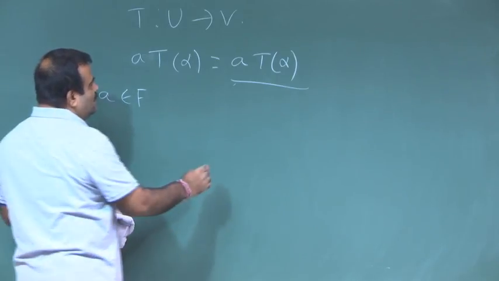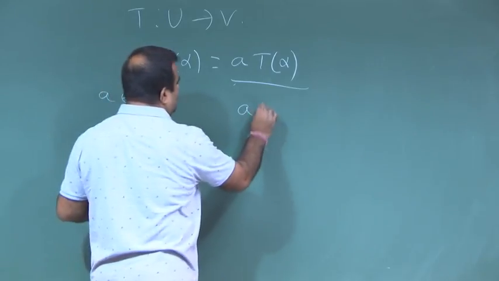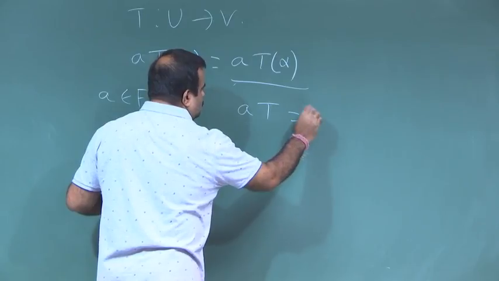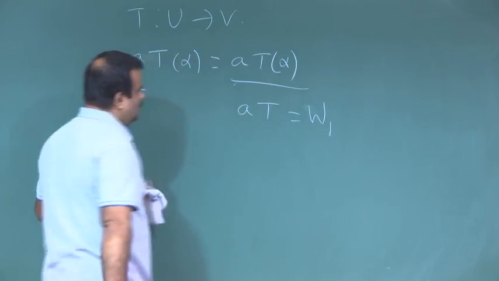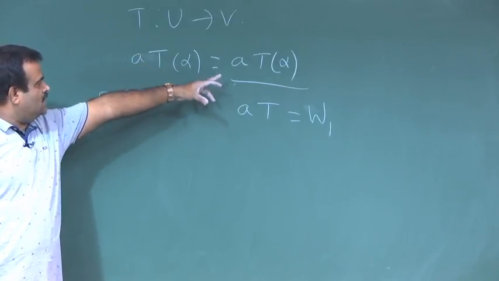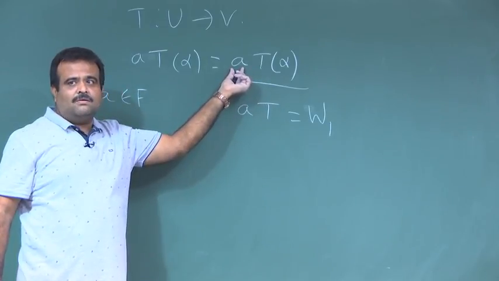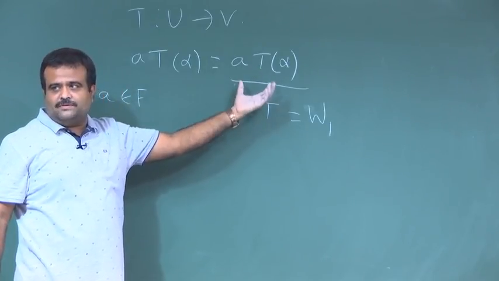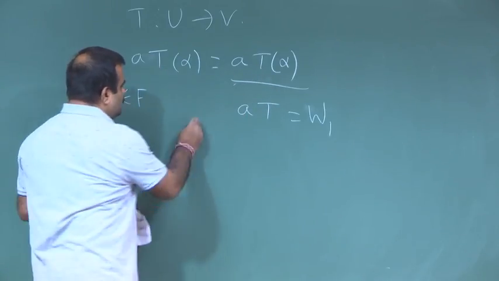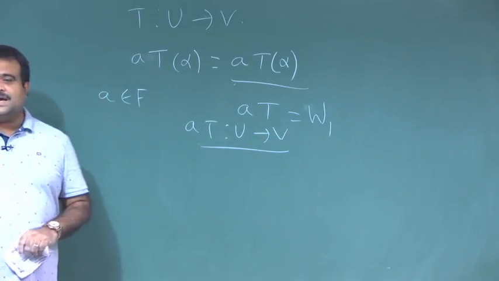So, that means we have to show this aT is also a linear transformation. Anyway, this is a mapping from U to V, because T alpha is a vector in V and a is a scalar. This scalar multiplication on the vector in V will give you a vector in V. So, aT is a mapping from U to V. Now, the only thing we need to show is that this is a linear mapping.